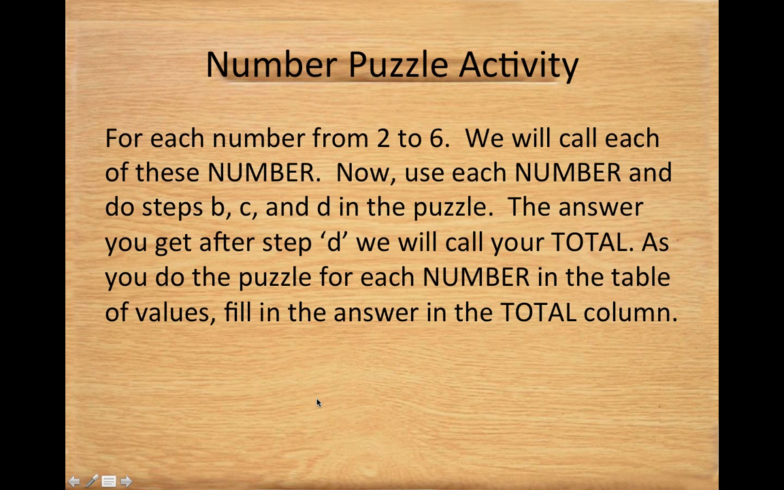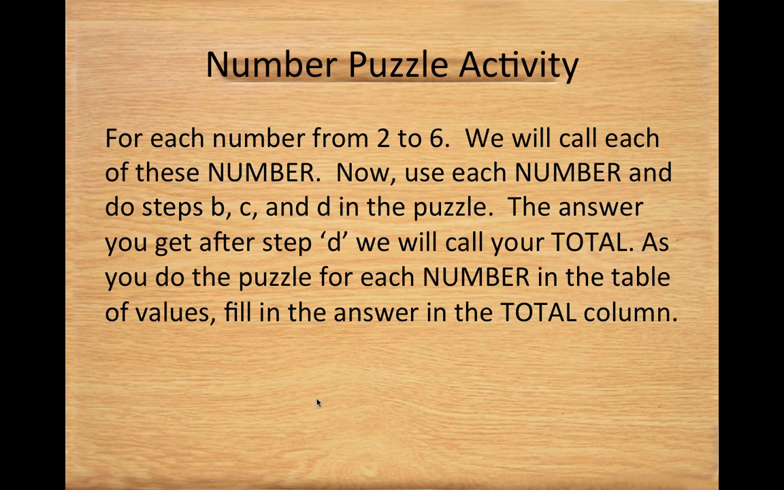Let's revisit our number puzzle. So again, for each number in the range, each integer, each whole number between 2 and 6, we will call this the number. We will now use the number to do just steps B, C, and D in the puzzle. And the answer that we get in D will be called our total.